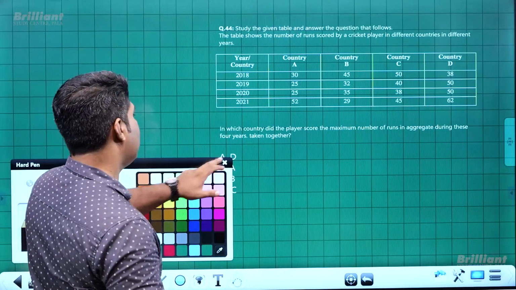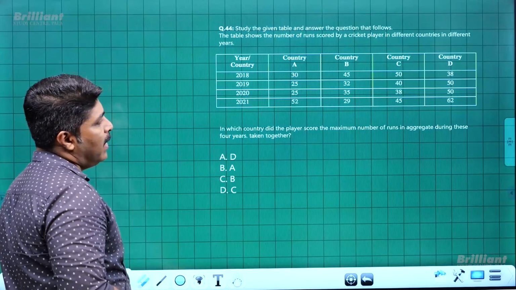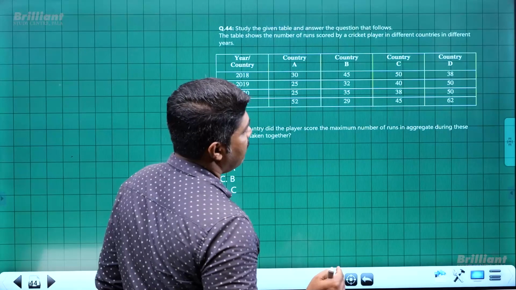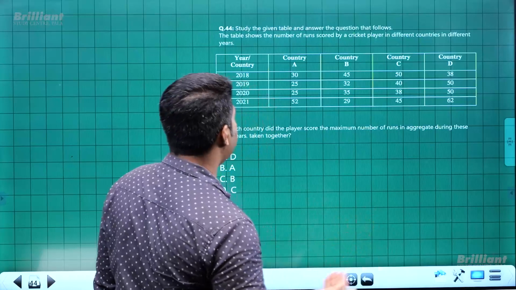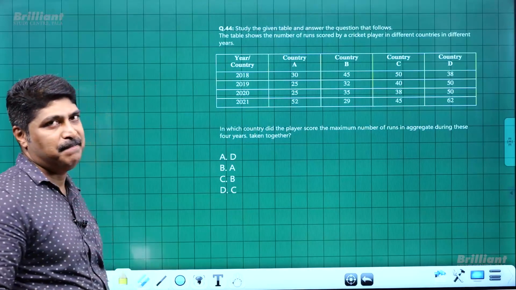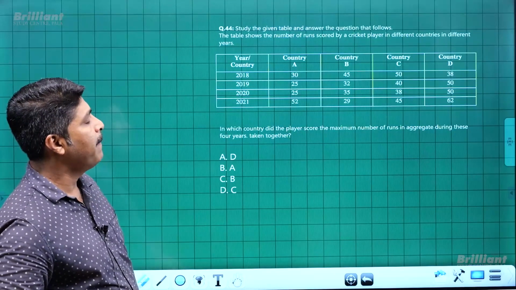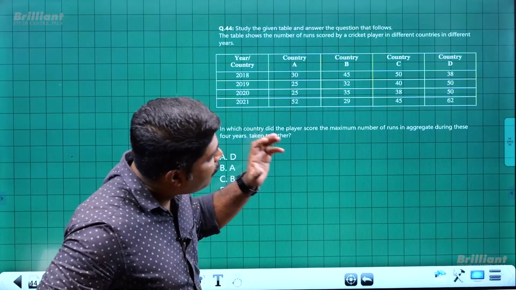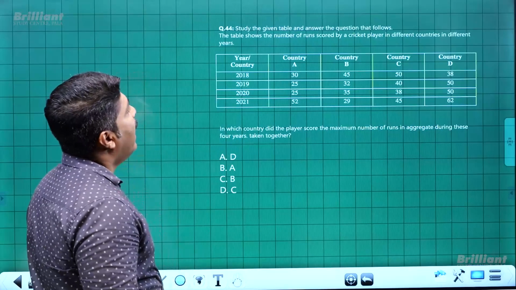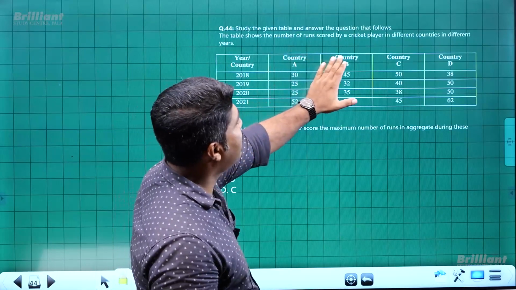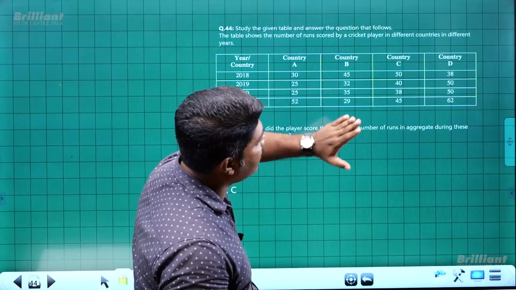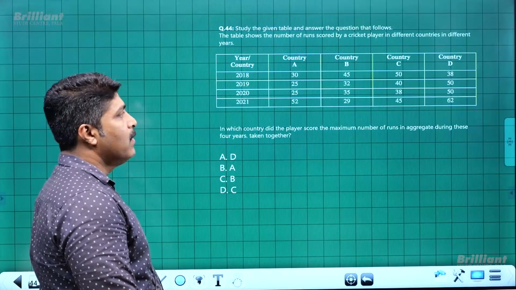So look at here, this is another data interpretation question. In which country did the player score the maximum number of runs in aggregate during these 4 years taken together? Is it a difficult one? So look at the data, what it is given. Here we have 4 countries. And the table shows the number of runs scored by a cricket player in different countries in different years.